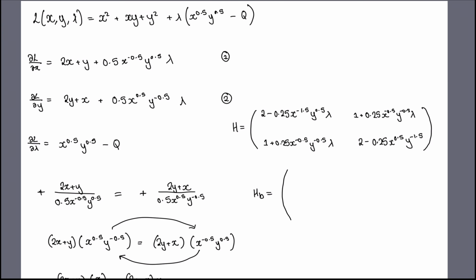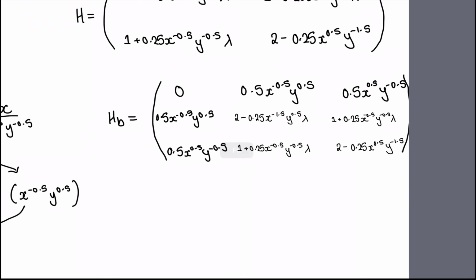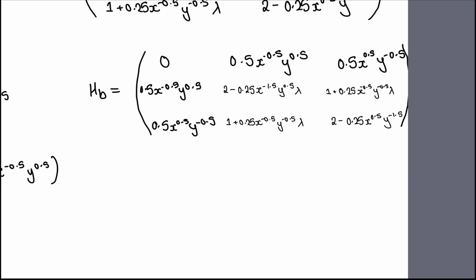If we now work out the bordered Hessian, we get 0, 0.5 x to the power of minus 0.5, minus 1, minus 0.5 y to the power of 0.5. Over here we get 0.5 x to the power of 0.5, 0.5 y to the power of minus 0.5. And that follows the same over here. And then we can just copy the Hessian, and so we get this. Because we have two choice variables and one constraint, we just need to work out the determinant of this whole matrix, and that will tell us the nature of the optimum if we use the bordered principal minor method.